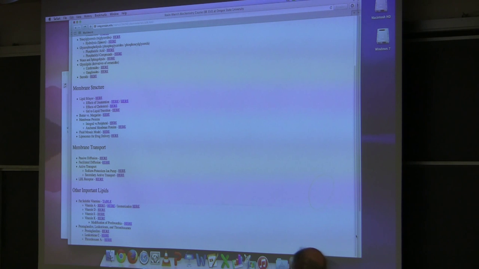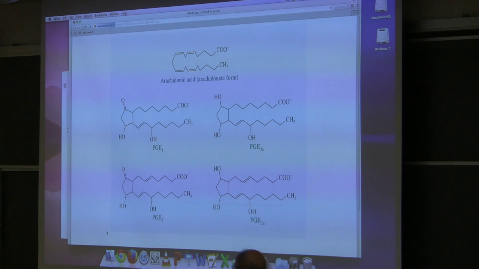Prostaglandins, as I said very quickly, are interesting compounds, and I want to tell you a little bit about them. Prostaglandins have these ugly-looking shapes here, and I told you that they are made from arachidonic acid. Arachidonic acid is a polyunsaturated fatty acid that has 20 carbons, and we call it an eicosanoid. Icosa meaning 20.